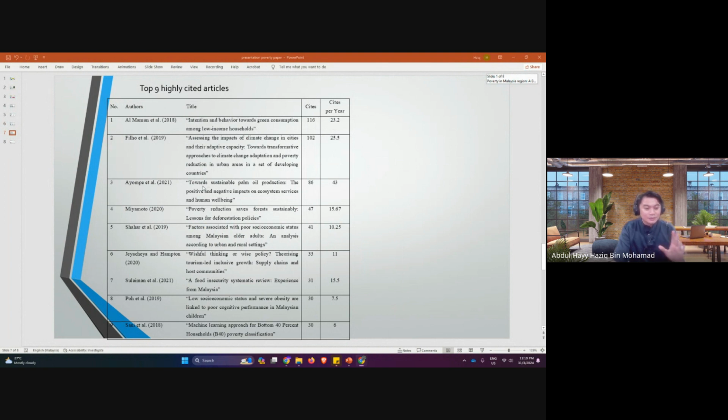Even here, the third one, they are researching towards sustainable palm oil production. And here it's also related to poverty in terms of the environment, because they are going to look at the positive and negative impact on ecosystem services and human well-being. And we can see the list here. Number 9 here is Sunny et al. in 2018. Their research is about a machine learning approach for bottom B40% households, which is in terms of poverty classification.